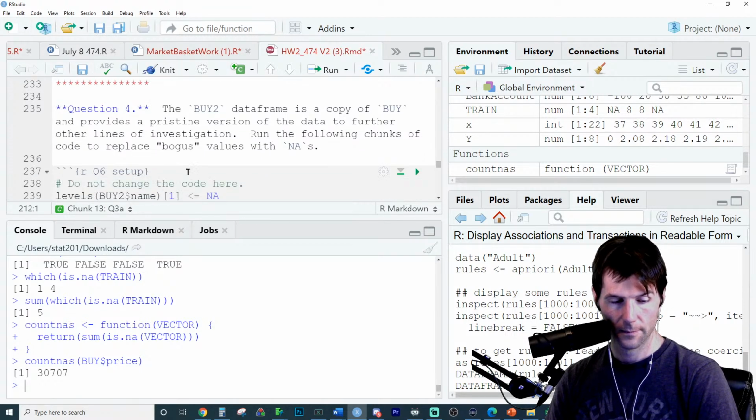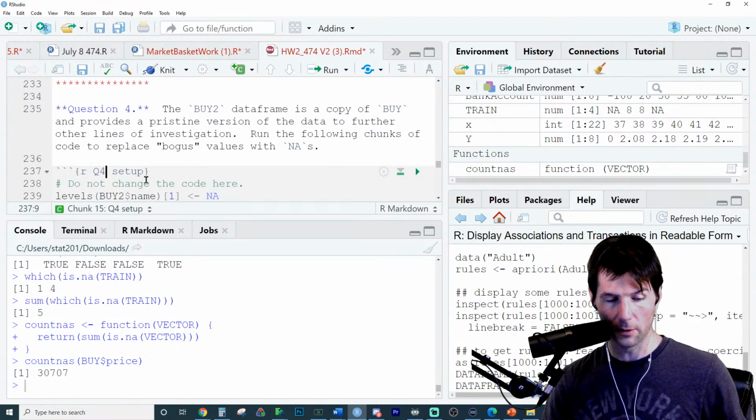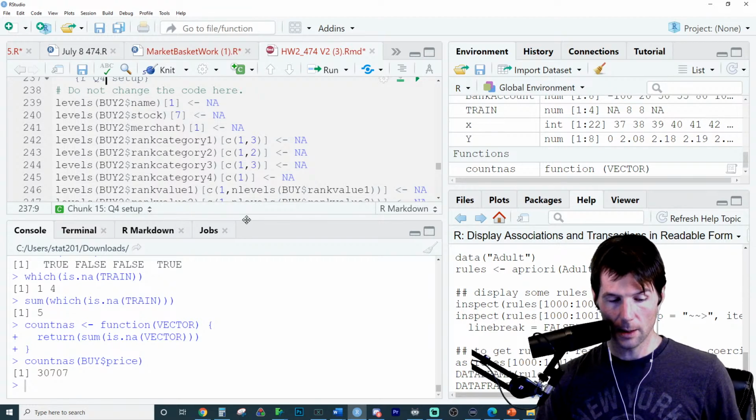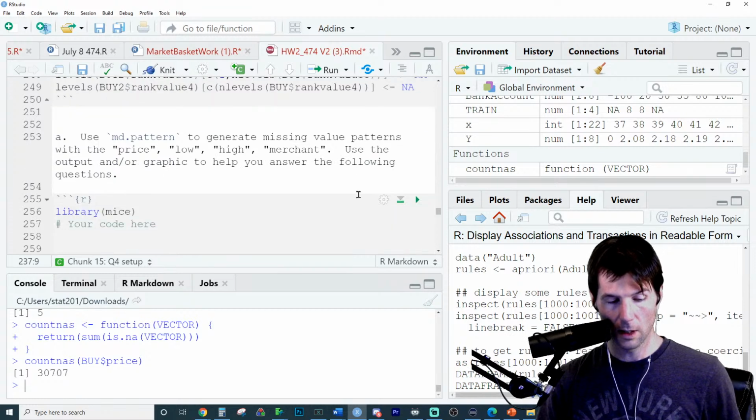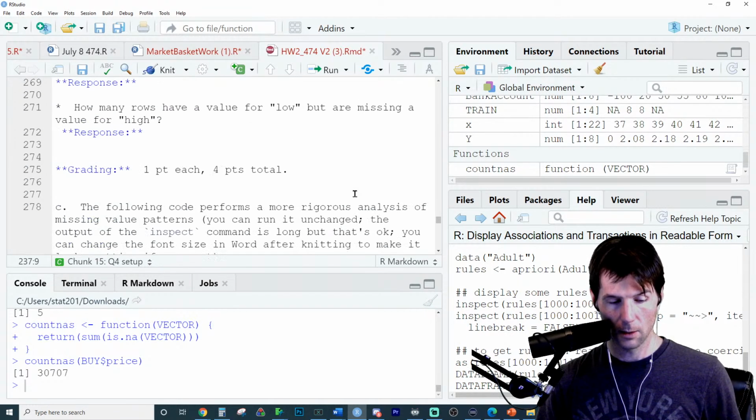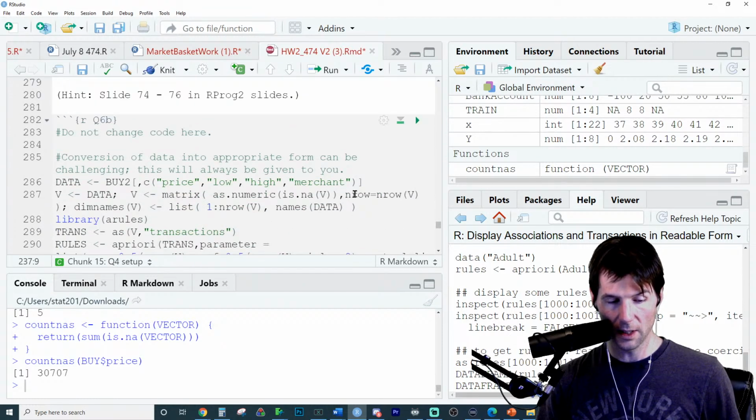Here we are. Q6. Here we are. We're just putting NAs in some stuff right here. So let's go ahead and run this. Do not change the code here. I'll change the code if I want. Okay, we'll run all the code above. I don't think I have anything else. Here we go.